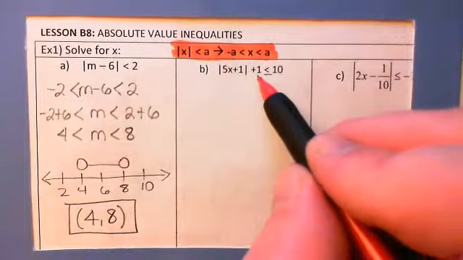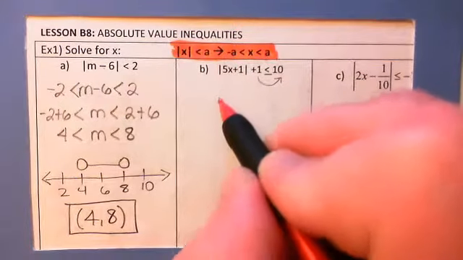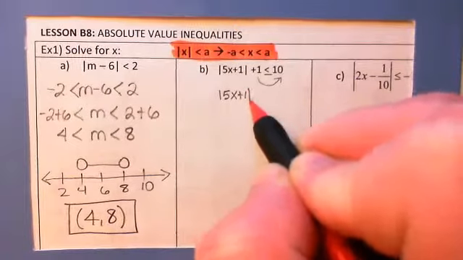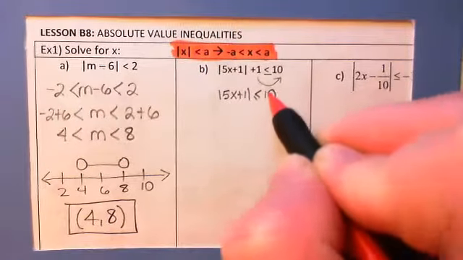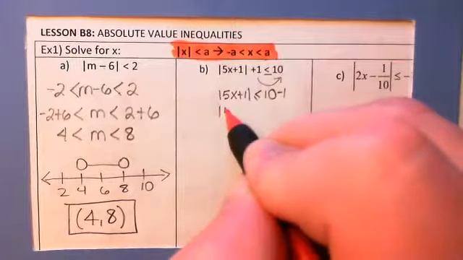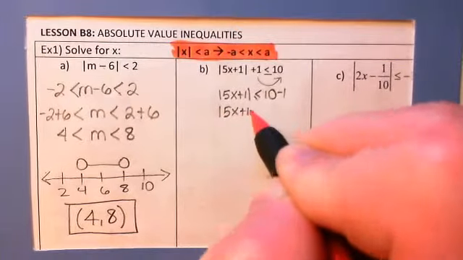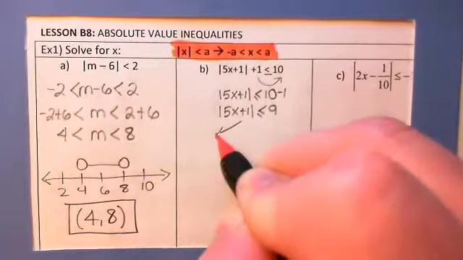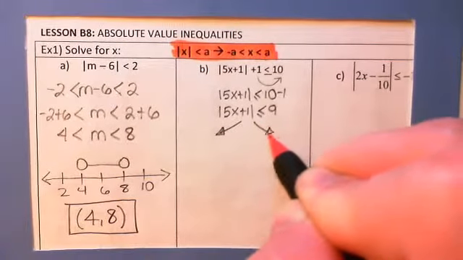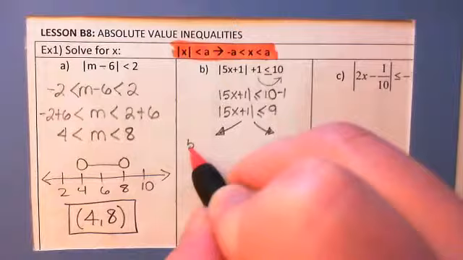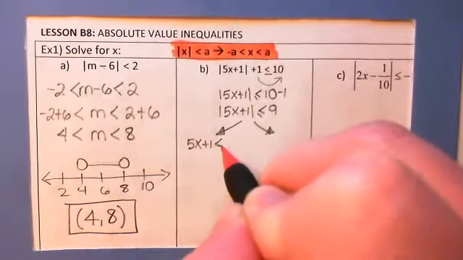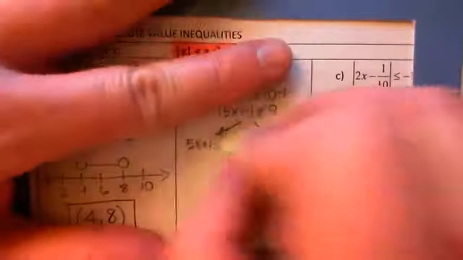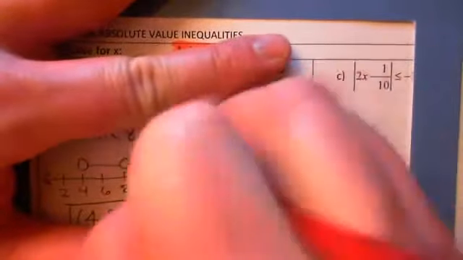First thing I need to do is always make sure that the absolute value is by itself. So let's do that by moving the 1. So this would be 10 minus 1. So this would be the absolute value of 5x plus 1 less than or equal to 9. Now that the absolute value is by itself, let's go ahead and split it. So this would be 5x plus 1 less than or equal to 9. I'm sorry, I really need to do the split.